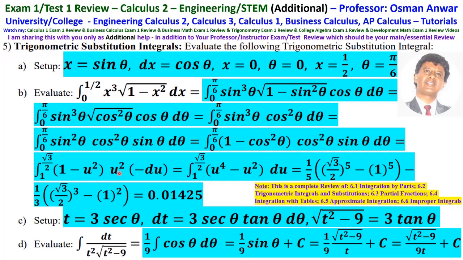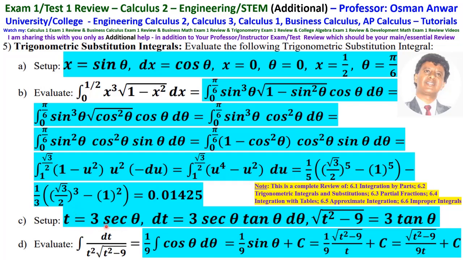Then minus u squared times minus u squared is u to the 4, and minus u squared times 1 is minus u squared. When you integrate this, it is u to the 5 over 5 minus u to the 3rd over 3. When you evaluate from 1 to square root of 3 over 2, this is 1 over 5 times (square root of 3 over 2 to the 5 minus 1 to the 5) minus 1 over 3 times (square root of 3 over 2 to the 3rd minus 1 to the 3rd). That evaluates to 0.01425.